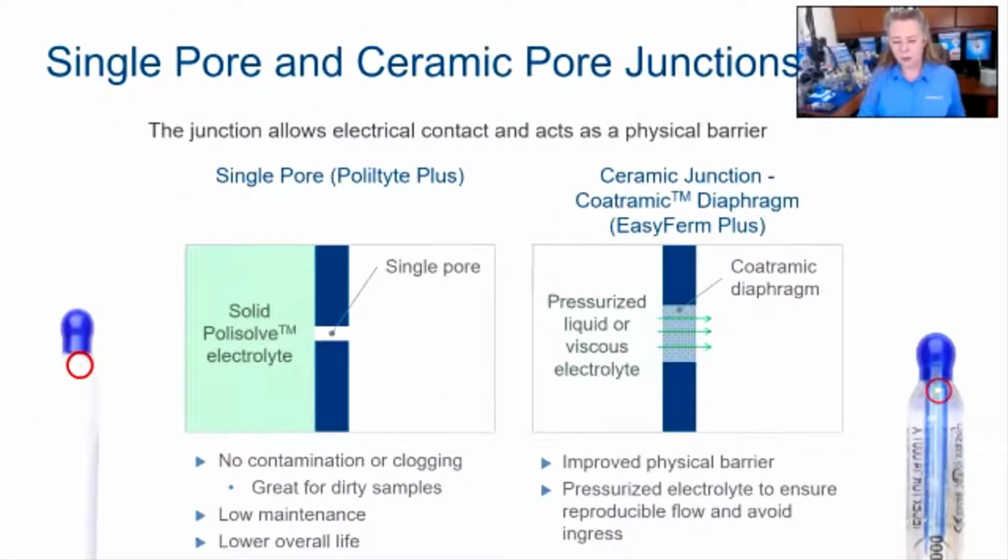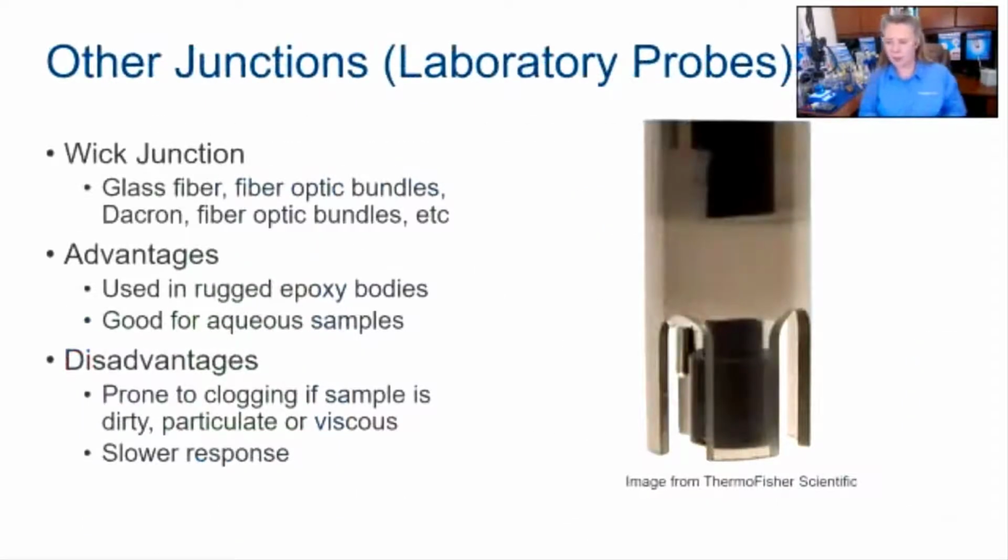In laboratory probes, there's a third kind of junction that you might see. If you see it, you should not be using it if you're using biosamples. And that's called a wick junction. They look a lot like this. This is an image from Thermo Fisher. There's reasons for these probes, but they should never be used in bioprocess.